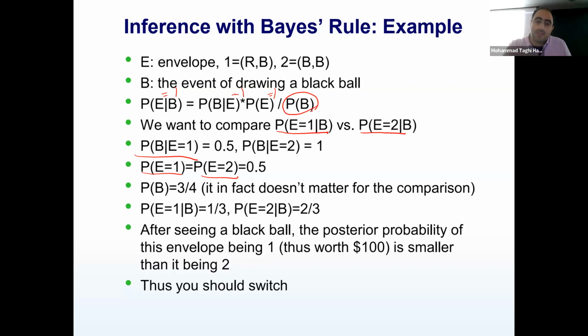Now let's compute it. What is the probability of E equal to 1 conditioned on B? That would be equal to the probability of B conditioned on E equal to 1, which is 0.5, times the probability of E equal to 1, which is 0.5, over the probability of B, which is 3/4. This would be essentially 1/4 over 3/4, which would be equal to 1/3.